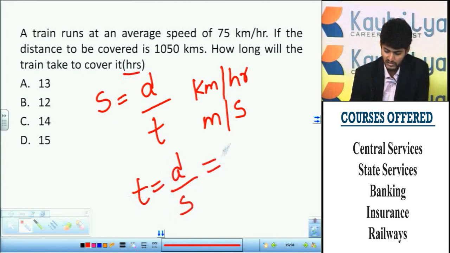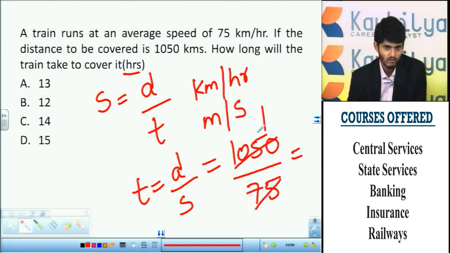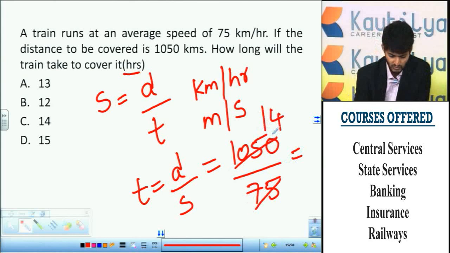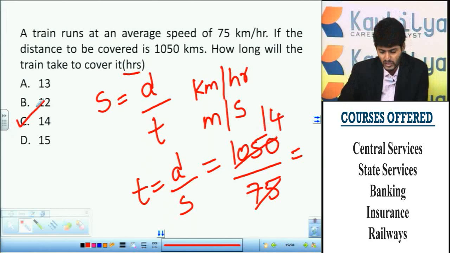You have the distance as 1050 and you have the speed as 75. If you do this calculation, 75 into 10 is your 750, so you can cancel this in your table. 75 ones are 75, you got the remainder as 30 with 10, 400. 75 into 4 would be your 300, sorry, 300. So the final answer would be 14. So here there is no requirement of conversion because straight away you are using the formula.